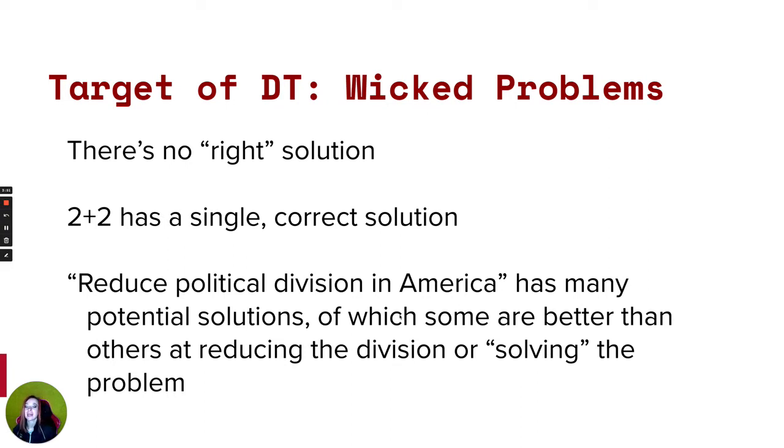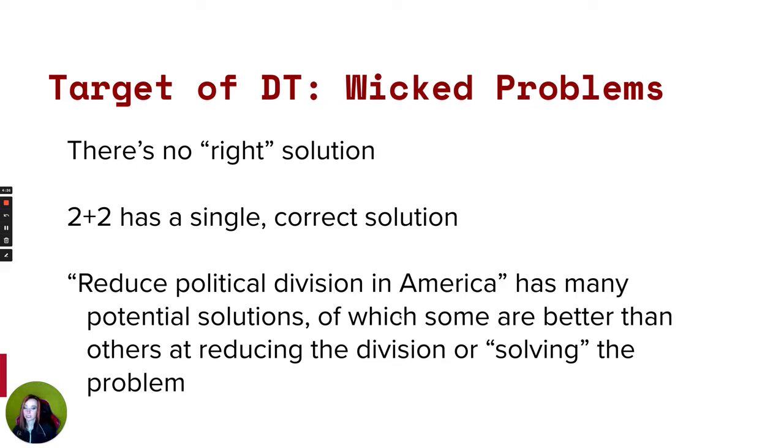2 plus 2 has a single correct solution. It's 4. It doesn't really matter what language you speak. If you are adding 2 and 2, the answer is 4. We might say the word 4 in different languages, but the language here of math is universal, and there's a correct solution to the problem of what is 2 plus 2. In design, with wicked problems, these are problems where there's no obvious single correct solution that everybody will agree on is the correct solution. So an example would be like reducing political division in America, right?